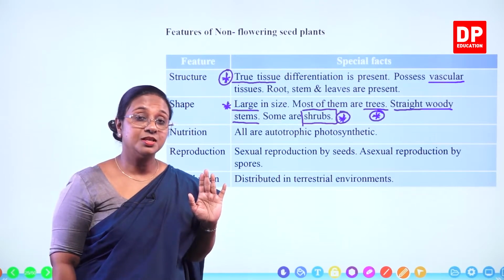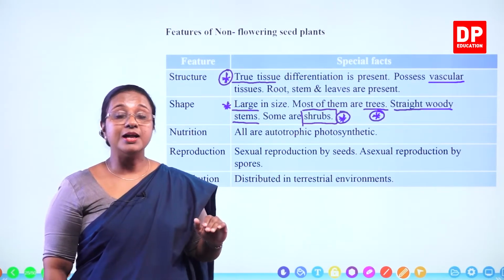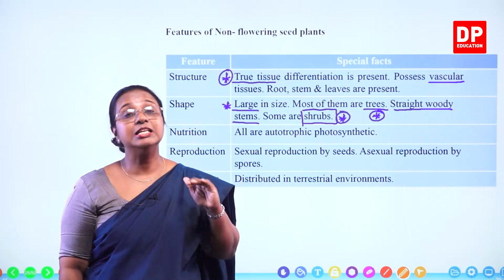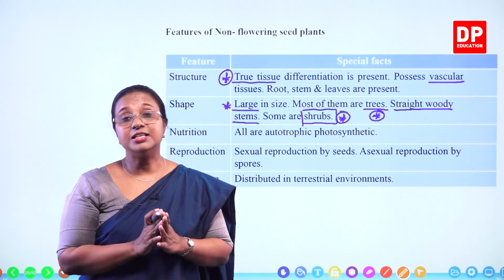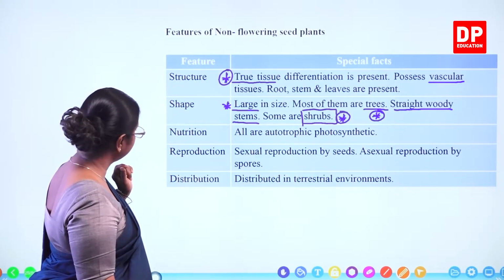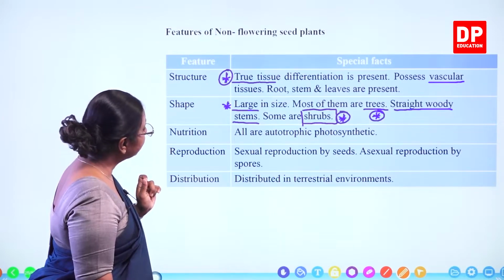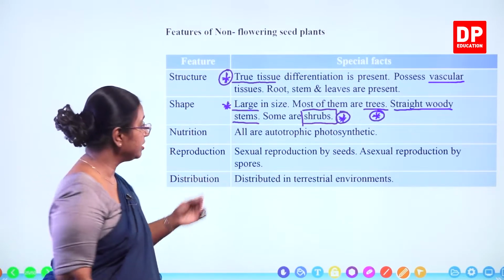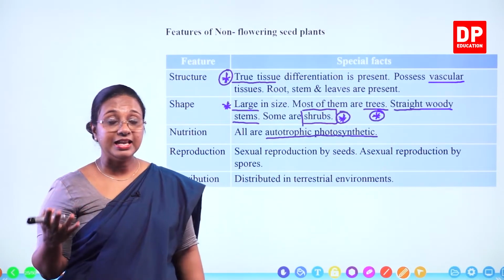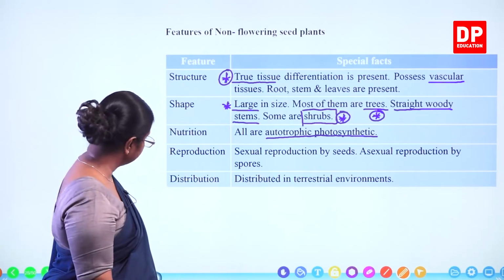What are shrubs? Shrubs are also plants with a woody stem, but they are normally shorter in size. So those are the shrubs. So they can be also seen under non-flowering seed plants. Then we have the nutrition. Again, you all know they are all autotrophic and photosynthetic. Why? They again have chlorophyll, so they do photosynthesis.